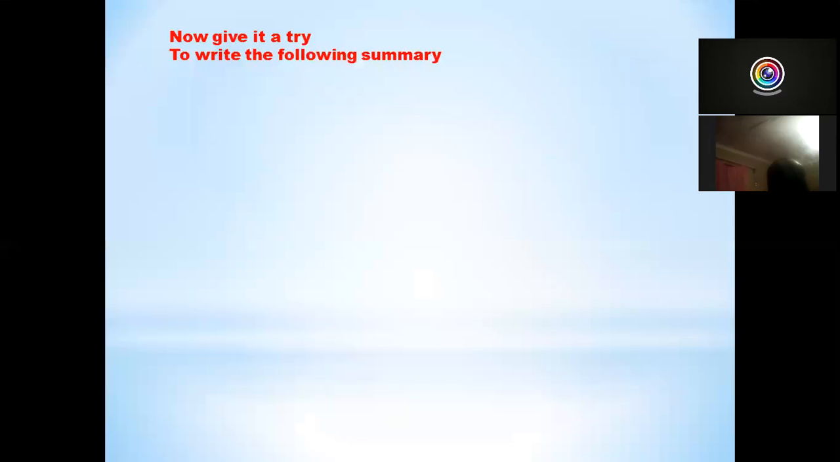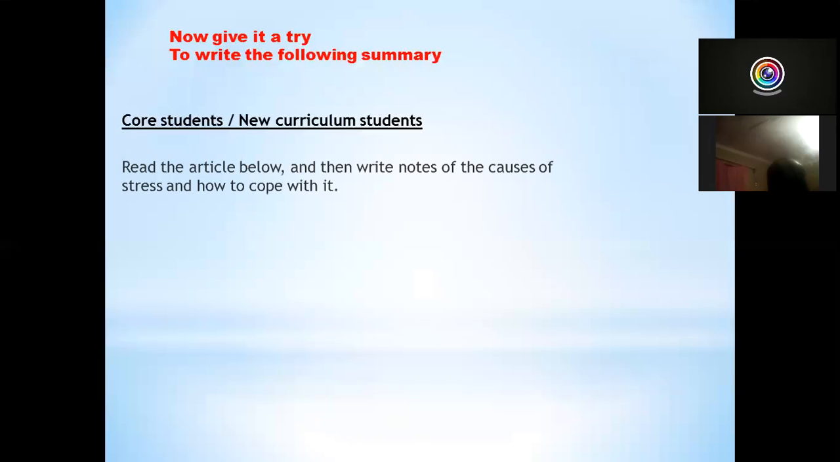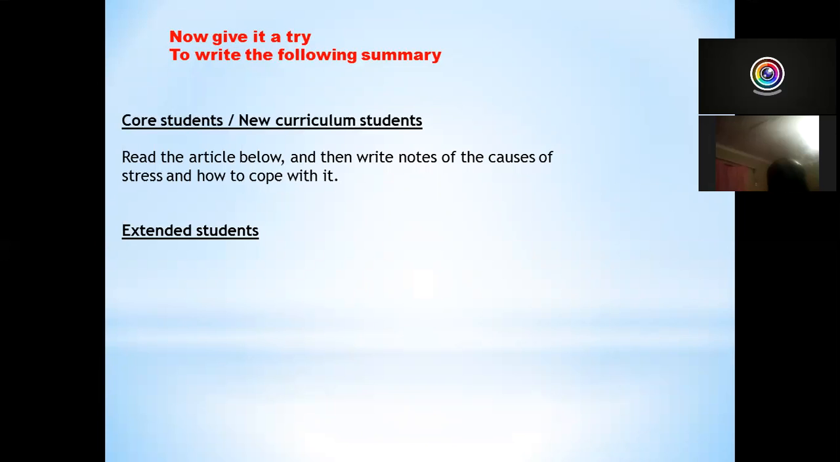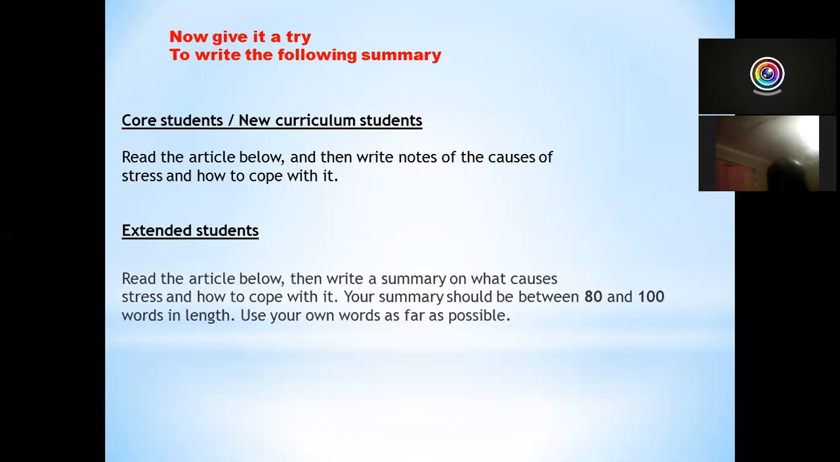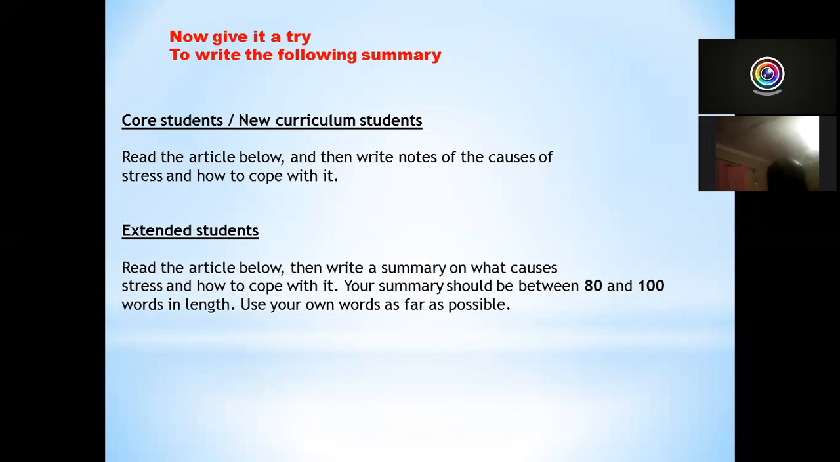So like we said, core students, you read the article and then write notes on the causes of stress and how to cope with it. So remember, the keyword there is causes of stress, and another keyword is how to cope with it. You are looking for points that talk about causes of stress and also for points that talk about how to cope with it. For extended students, remember your summary is 80 to 100 words in length, and you're also going to write about the causes of stress and how to cope with it.